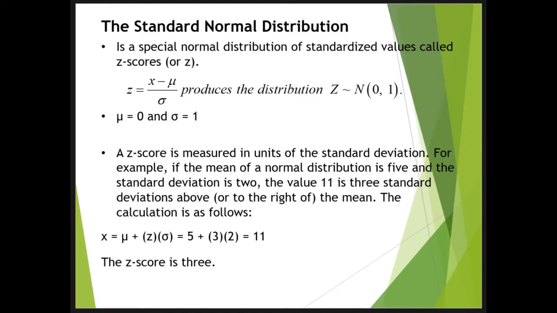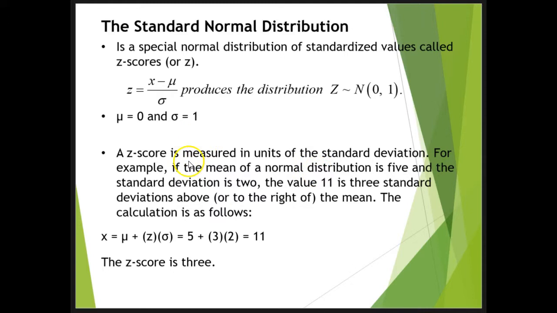So let's look at a special situation. It's the standard normal distribution of standardized values, and we call those z-scores, or Z. What you'll notice is that right here is the notation. The standard normal distribution is centered at 0 with a standard deviation of 1, which also means that the variance is 1. And we use z equals x, that's some value, minus the mean, divided by the standard deviation.